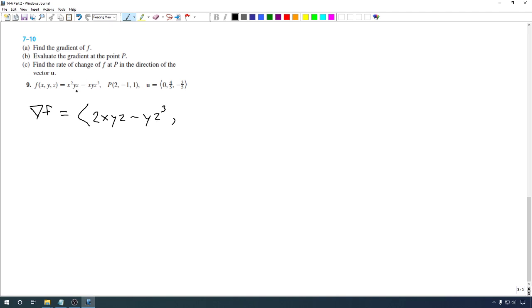Now we go with y. Both these are actually a multiple of y, so the y's just go away. We have an x squared z minus xz cubed. And finally with z, first one becomes an x squared y. Second one becomes a 3xyz squared. So that is our formula for the gradient at any point x, y, z.